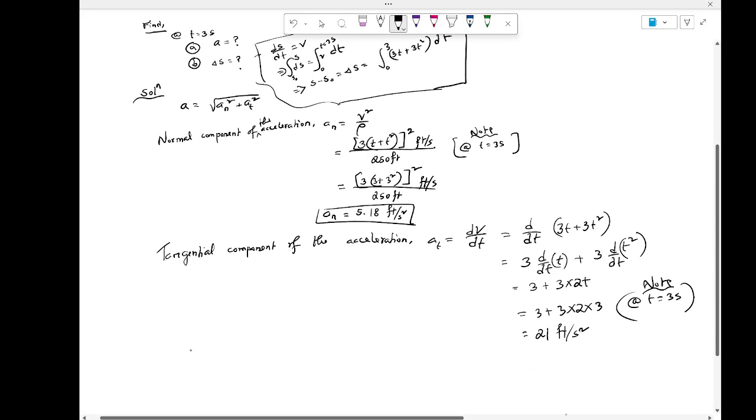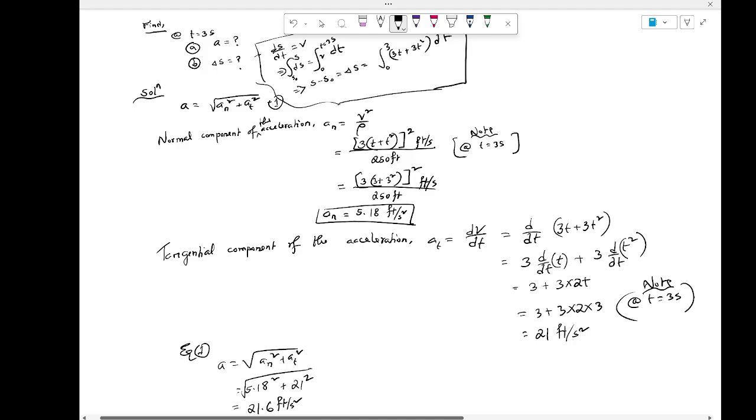And then you have this acceleration. You can say this is equation number 1. From equation 1, I can write a equals the square root of a_n square plus a_t square, and then simply plug the value: 5.18 square, 21 square. I'm going to do the square root. I'll have a value of 21.6 feet per second square. Okay, up to this, how many of you got it? All of you? Okay.